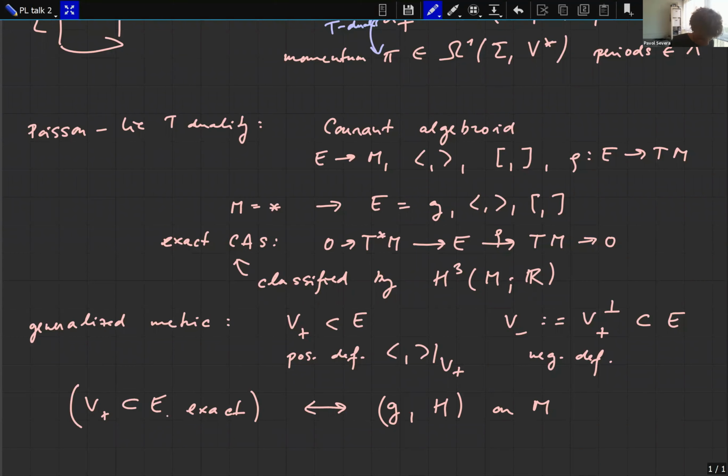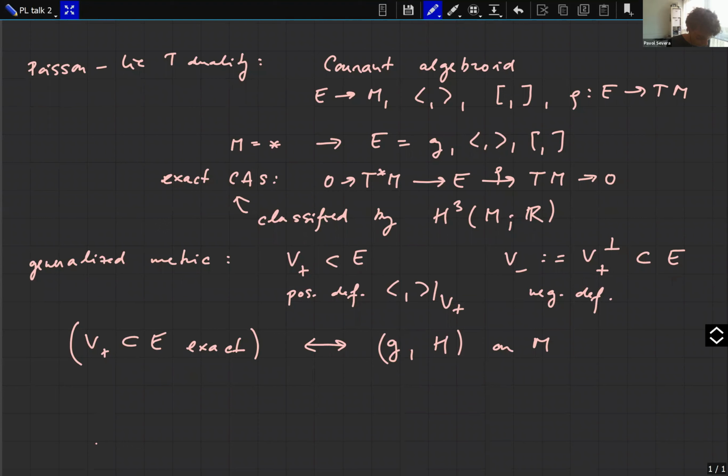So basically what's happening is that we can imagine that this E is T plus T star, and the V plus would be the graph of g seen as a map going from T to T star, or something like that. So you see, somehow the data which is needed for a two-dimensional sigma model can be rephrased in this way, that is the same as a generalized metric in an exact Courant algebroid. And the interesting thing is that for that we then have a two-dimensional sigma model.